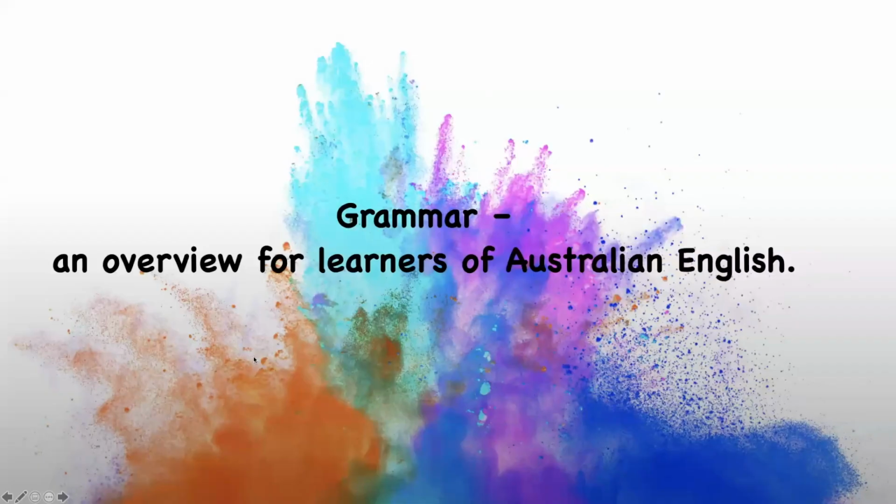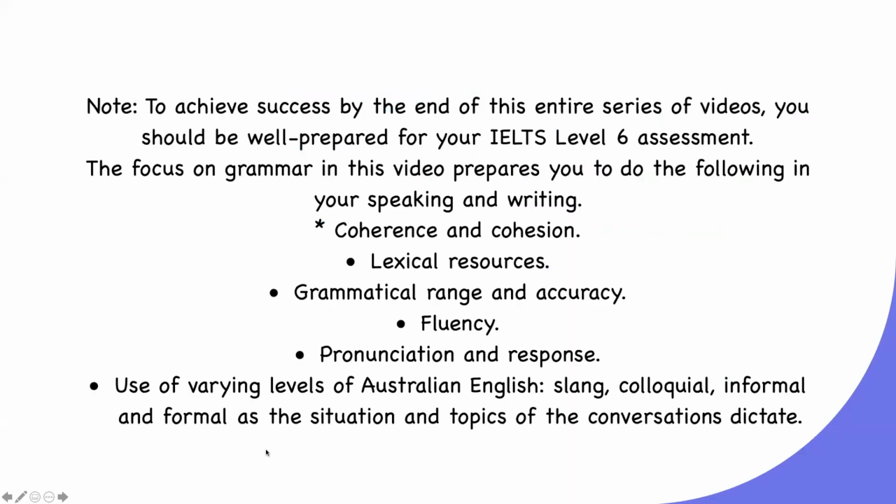Grammar, an overview for learners of Australian English. To achieve success by the end of this entire series of videos, you should be well prepared for your IELTS Level 6 assessment. The focus on grammar in this video prepares you to do the following in your speaking and writing: to look at coherence and cohesion, lexical resources, in particular in this video, grammatical range and accuracy, then fluency, pronunciation response. We've already looked at one that was specific on slang, colloquial and informal English, so using those various levels of English as situations and topics of the conversations dictate.